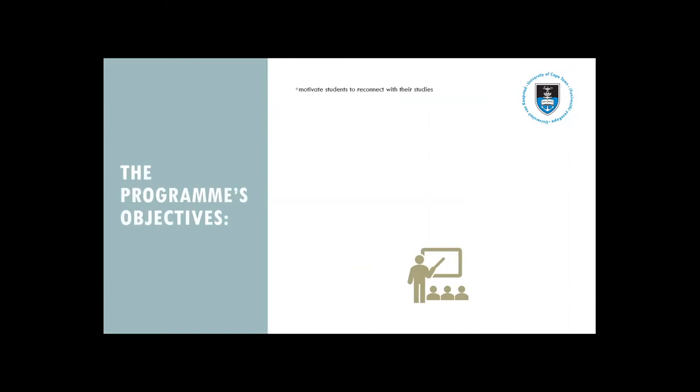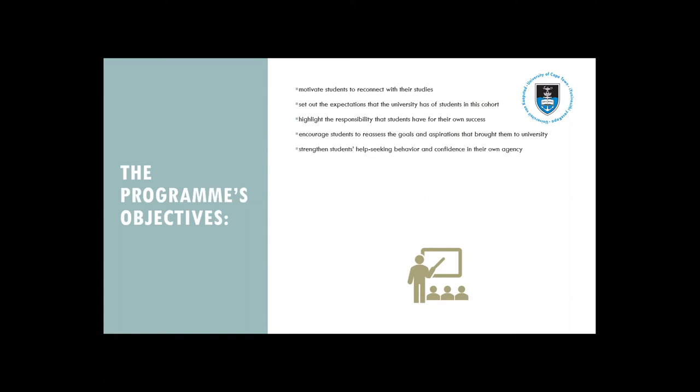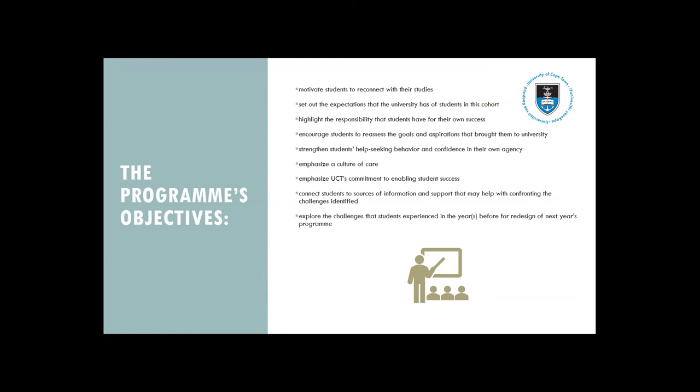The program's specific objectives are to motivate students to reconnect with their studies, to set out the expectations that the university has of students in this particular cohort, to highlight the responsibility that students have for their own success, and then to encourage students to reassess the goals and aspirations that brought them into university. And then to strengthen students' help-seeking behavior and confidence in their own agency. In other words, to develop student agency. And then to emphasize a culture of care within the University of Cape Town. And then to emphasize UCT's commitment to enabling student success, and also to connect students to sources of information and support that may help with confronting the challenges that they are facing. And then explore the challenges that students experienced in the years before for redesigning of next year's program.